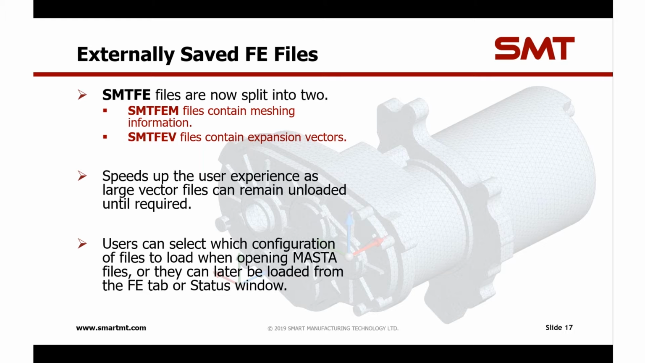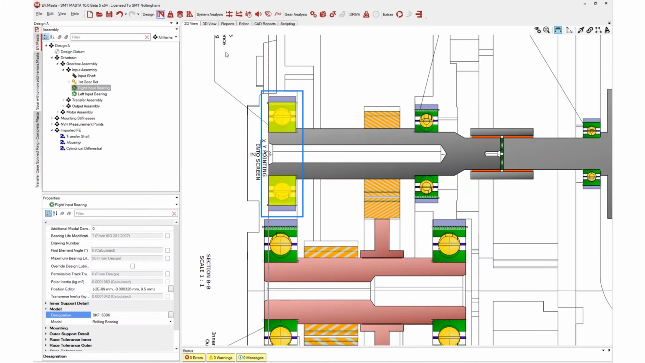So this has basically been put in to speed up the user experience, as large vector files can remain unloaded until they're really required. And users can specify which configuration of these that they want to either export from the model, embed into the model, or if they even just want to open the mesh rather than loading in all of the vectors. And this is controlled in the same location that the previous export of SMTFE files was done.